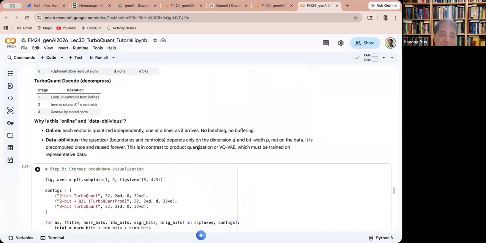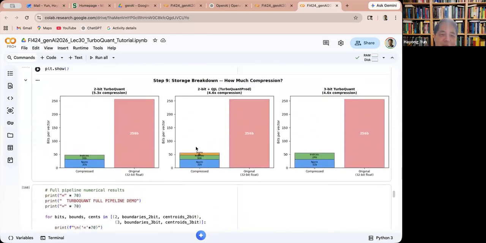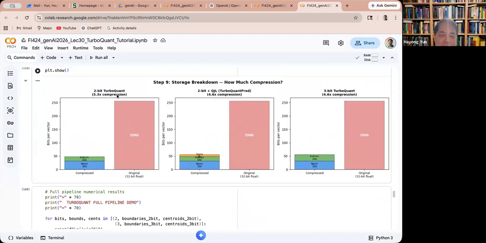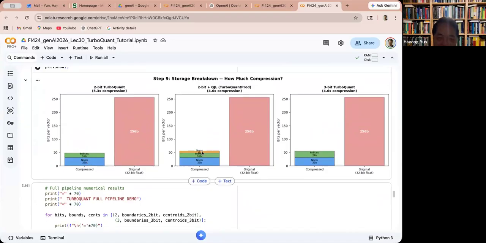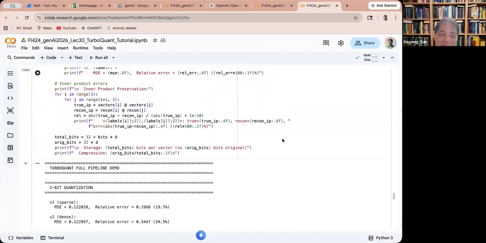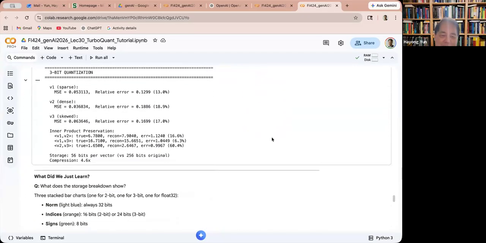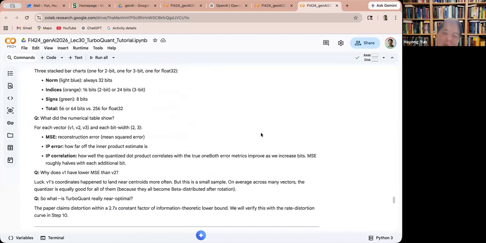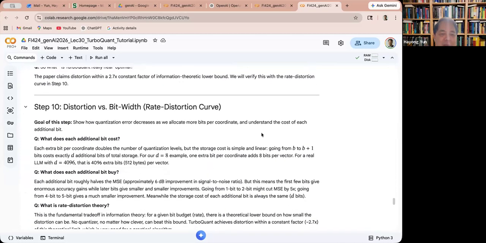Okay. So this whole process is being looked at, and here's the TurboQuant, the bits per vector, and you can see that the original is very large, but the compressed one is this tiny, isn't it? And for the sign and the indices and the norm, you can basically compress it a lot, but still get a fairly accurate computation of the inner products.